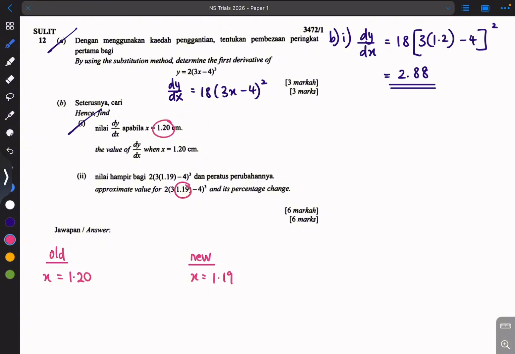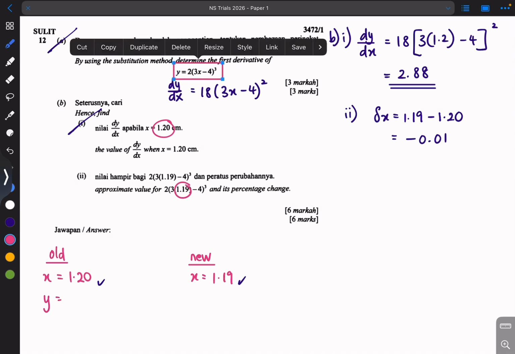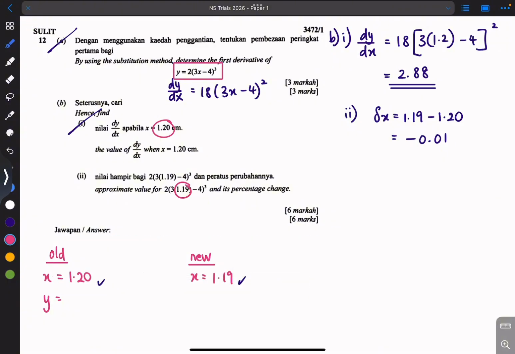So from here, the small change of x would be new x minus the old x. So 1.19 minus 1.20, this will give us negative 0.01. Okay, that's the small change in x. Right. Then we have the old y. The old y is basically this equation where the x was 1.2 lah. So you can say 3 times 1.2 minus 4 cube. This is our old y. The new y is what we want to find.